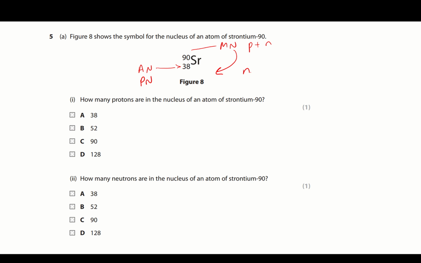So for me to work out the neutrons, I just take away those two numbers, or I subtract those two numbers. So how many protons are in the nucleus? Easy. The smaller number of the two. Remember, it's not a bottom-top thing. Sometimes they'll flip those two numbers over. So just forget it, it's the smaller number of the two. How many neutrons are there? Well, 90 take away 38 equals 52.